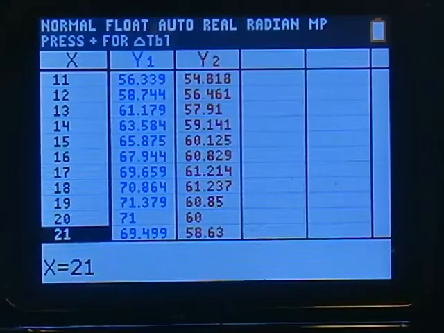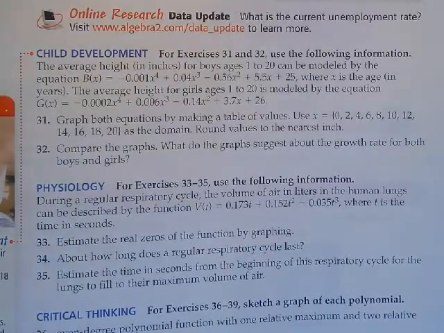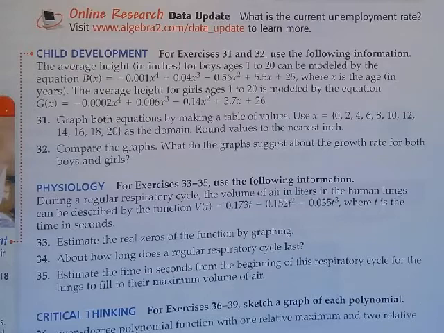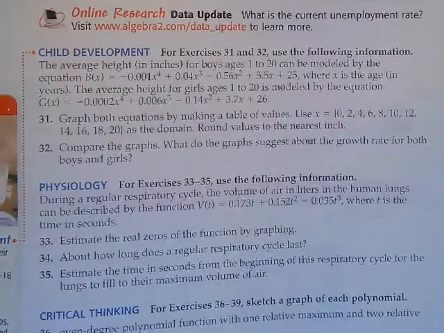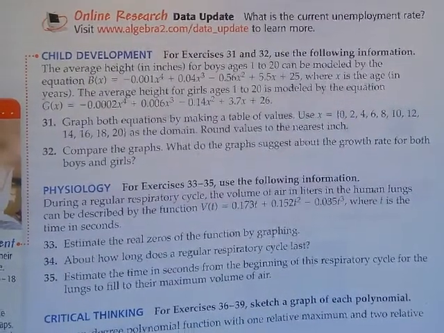All right, let's take a look at the second question here, number 32. Question 32 says, compare the graphs. What do the graphs suggest about the growth rate for both boys and girls? Well, we've described that already. Boys and girls typically are parallel most of their growing up. There are little variations here and there, and if we get a more detailed look at our graph, we would see a little bit more.